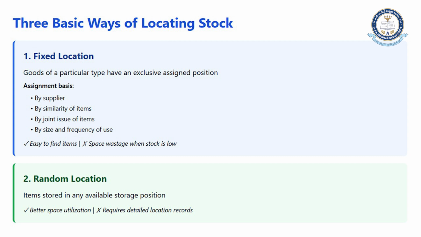The first rack is for material type 1, rack 2 is for material type 2, and rack 3 is for material type 3. So it is pretty clear that as soon as you enter the store, the first rack belongs to material 1, the second rack is for material 2. So we know the place is fixed, and the assignment basis is by supplier, or by similarity of items, or by joint issue of items, or by size and frequency of use. It is very easy to find, but there is space wastage when stock is low.